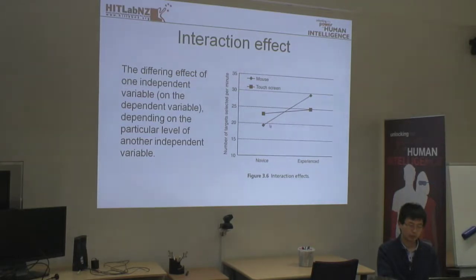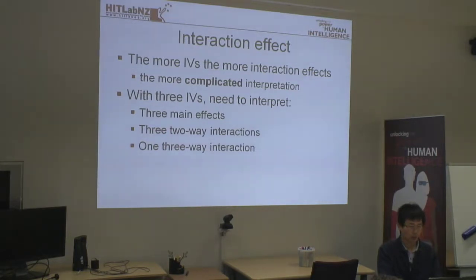And you can see here from the graph that for novice users, touch screen was performing better, but for expert users, the mouse was performing faster. So as you can see here, some of the independent variables could be affected by another, basically interact with another independent variable, and you can also make conclusions out of those. But the more independent variables you have, the more complicated factors you have to think of and interpret.